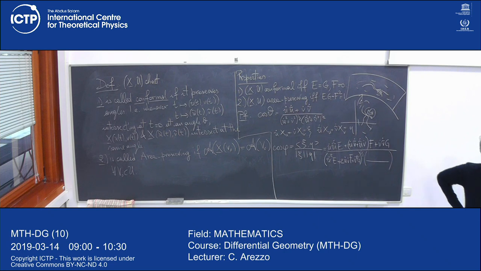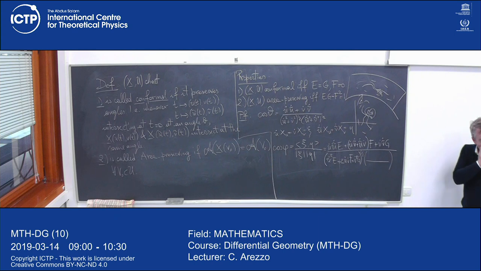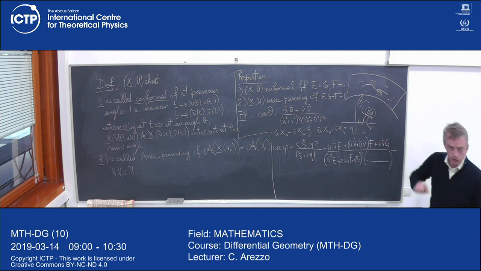I mean, do we agree that this is at least the easy arrow or not? No, everything goes well and these angles become the same. So of course, always the trickiest part is going the other way around. Suppose that these two expressions are the same, and then we need to deduce that E is equal to G and F is equal to 0.